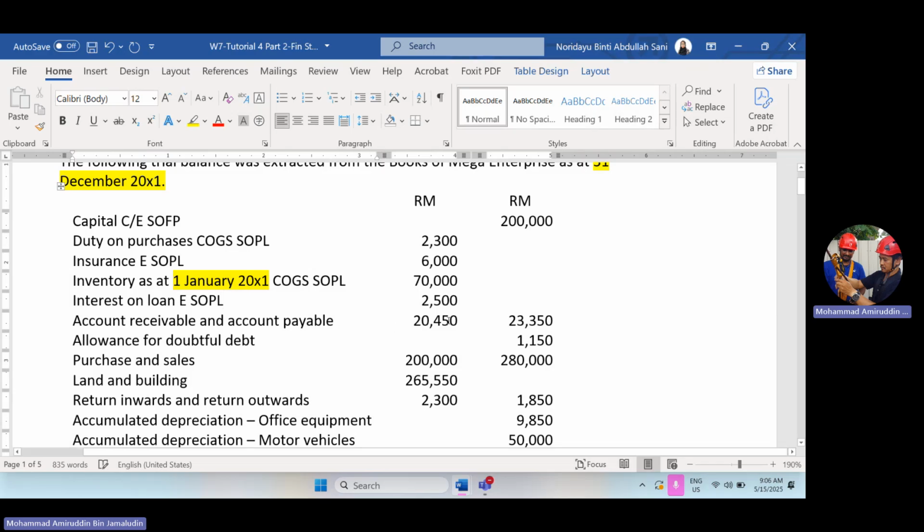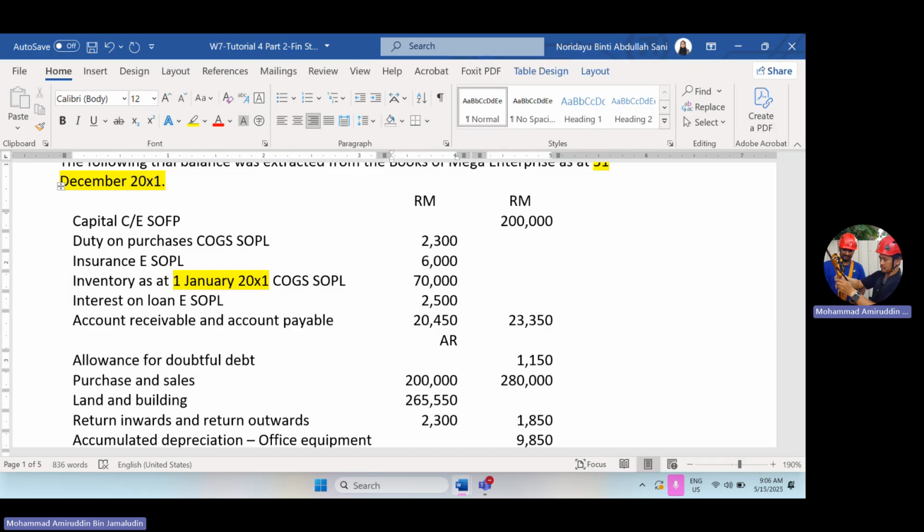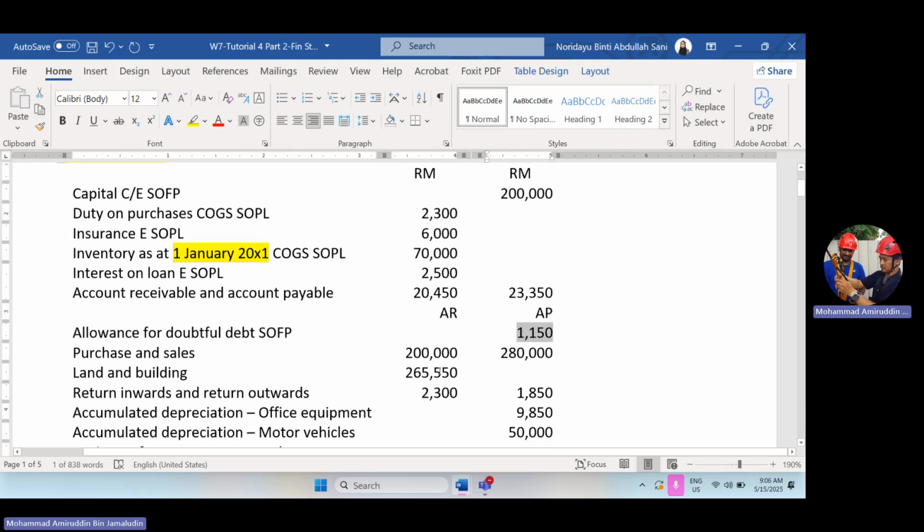Accounts receivable and payables, here you see, the question provided debit and credit. That's why you need to know the rule of thumb. This is your AR, accounts receivable. Why? Asset, normal balance debit. And definitely this would be your AP, accounts payable. Normal balance for liability is credit. Next, allowance for doubtful debt. This one we charge to SOFP. As you can see, it is on credit, meaning it reduces your accounts receivable.